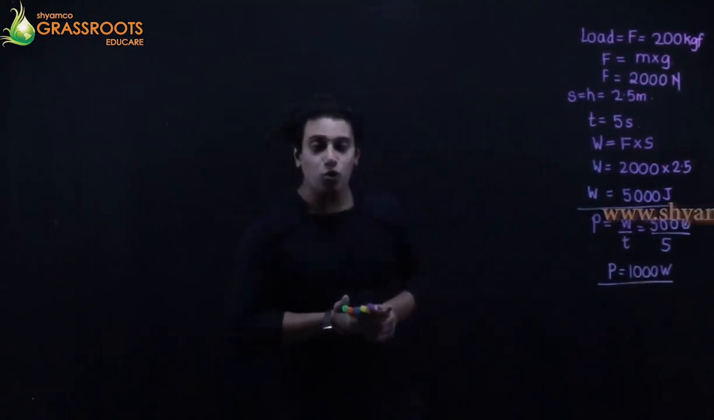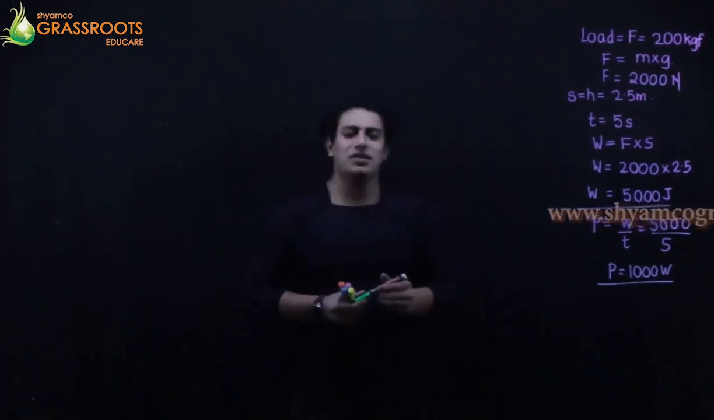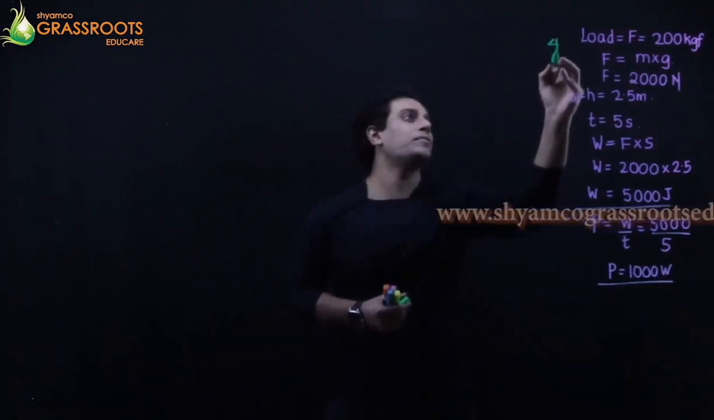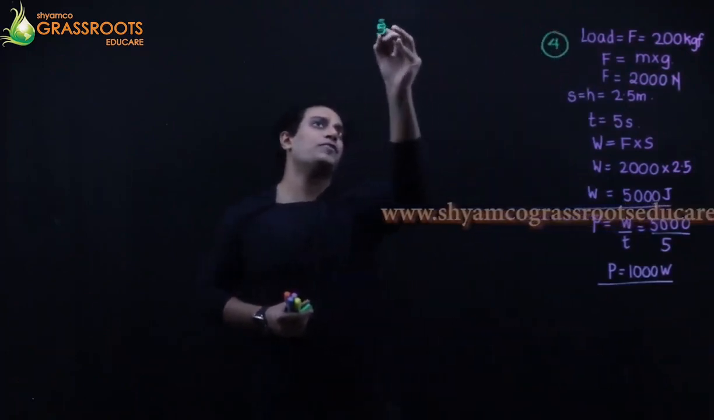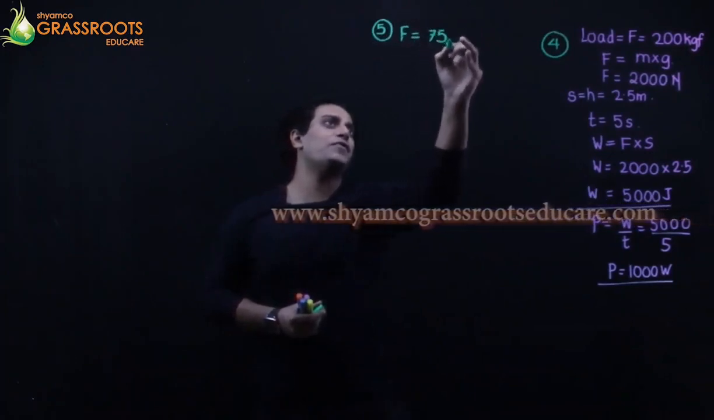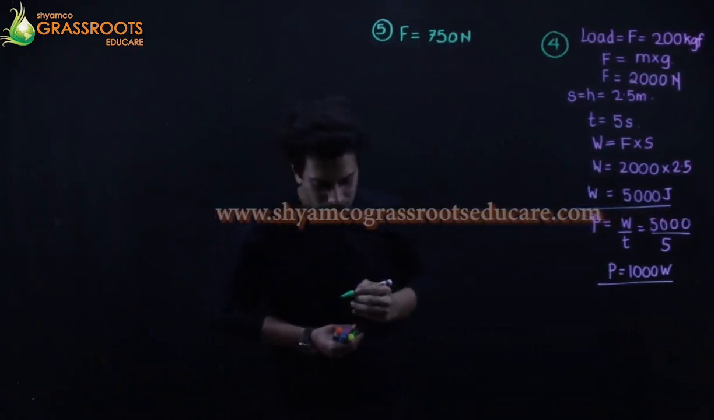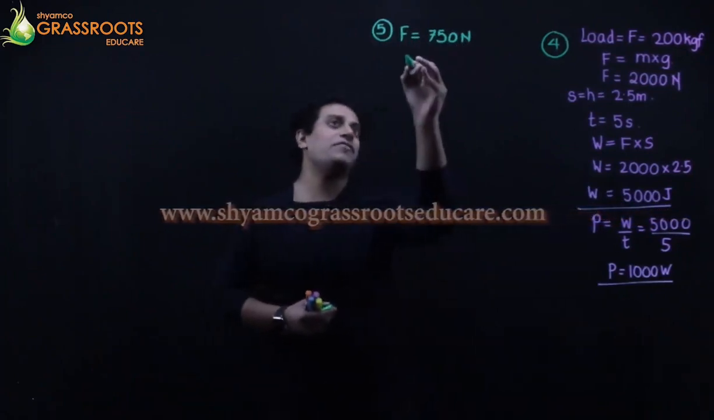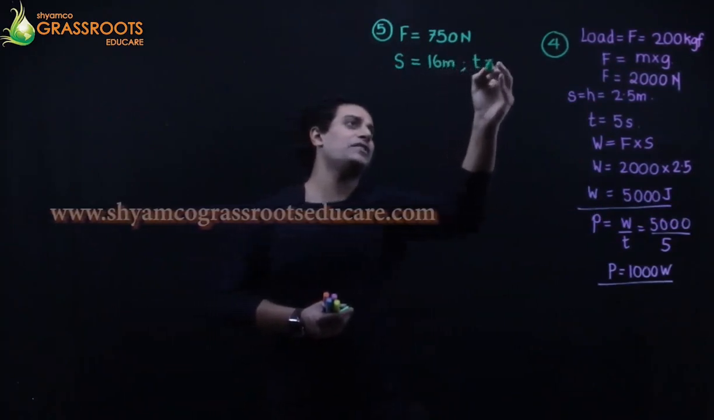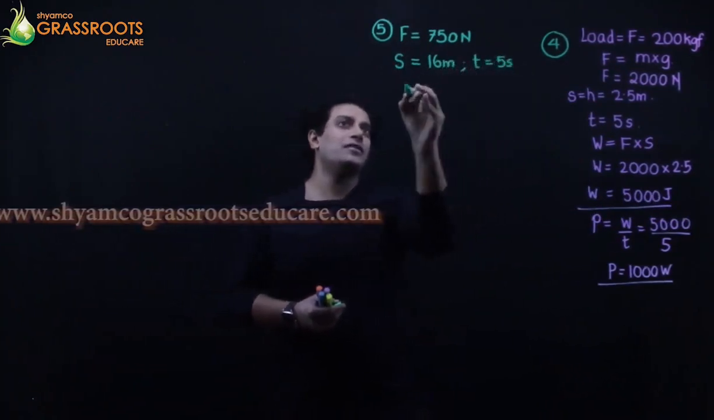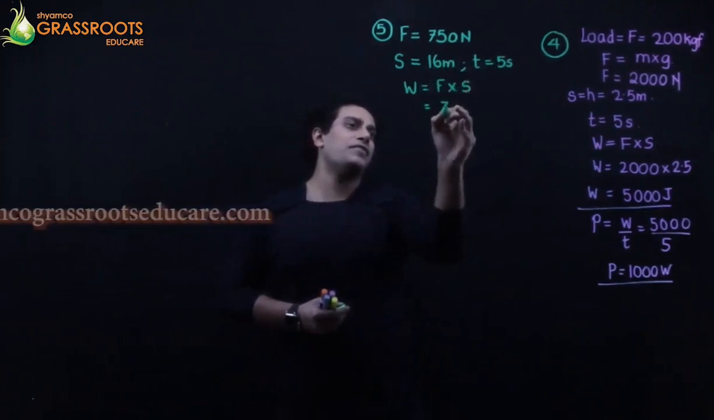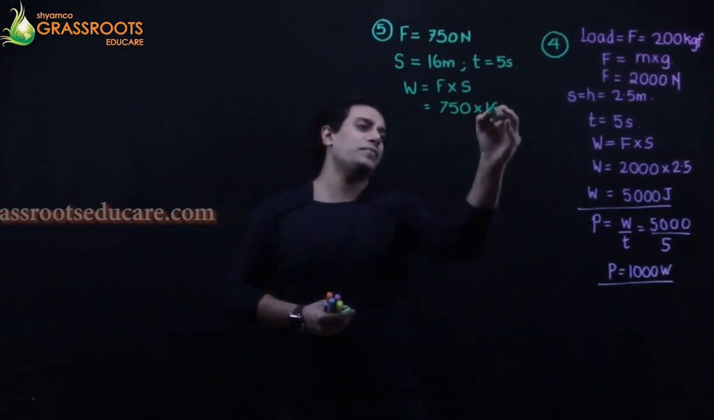A machine raises a load. Load means force. 750 newtons. And this was your question number 4th. Okay, 5th. A machine raises a load. Load का मतलब force. It is 750 newton. Through a height of 16 meter in 5 seconds. Same. Displacement 16 meter. Time is equal to 5 seconds. Find the work. Work is Fs. 750 into 16.